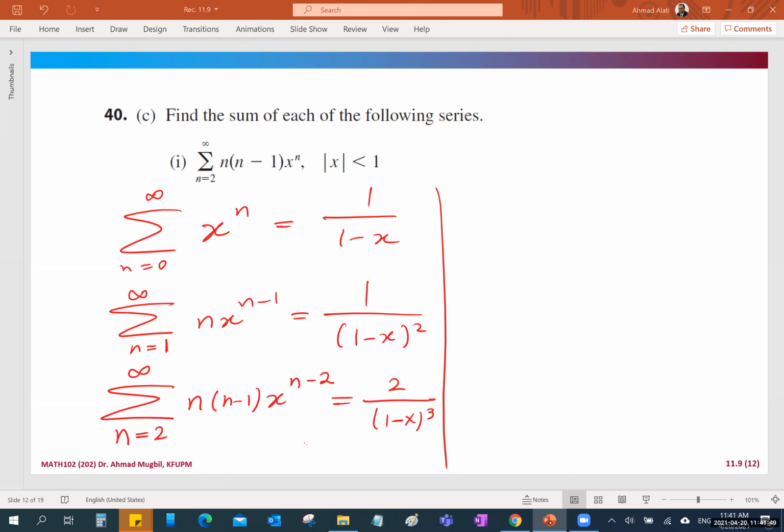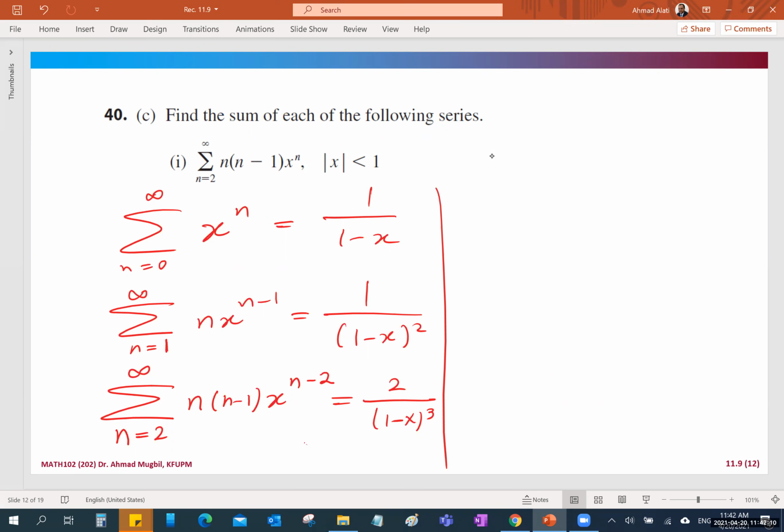Who said negative 2? Negative 2 over (1 minus x) to the power 3, I think. You didn't differentiate negative x. The derivative of 1 minus x, it is what? It's negative 1. You forgot it. You got it? Yeah. So now we are not done.